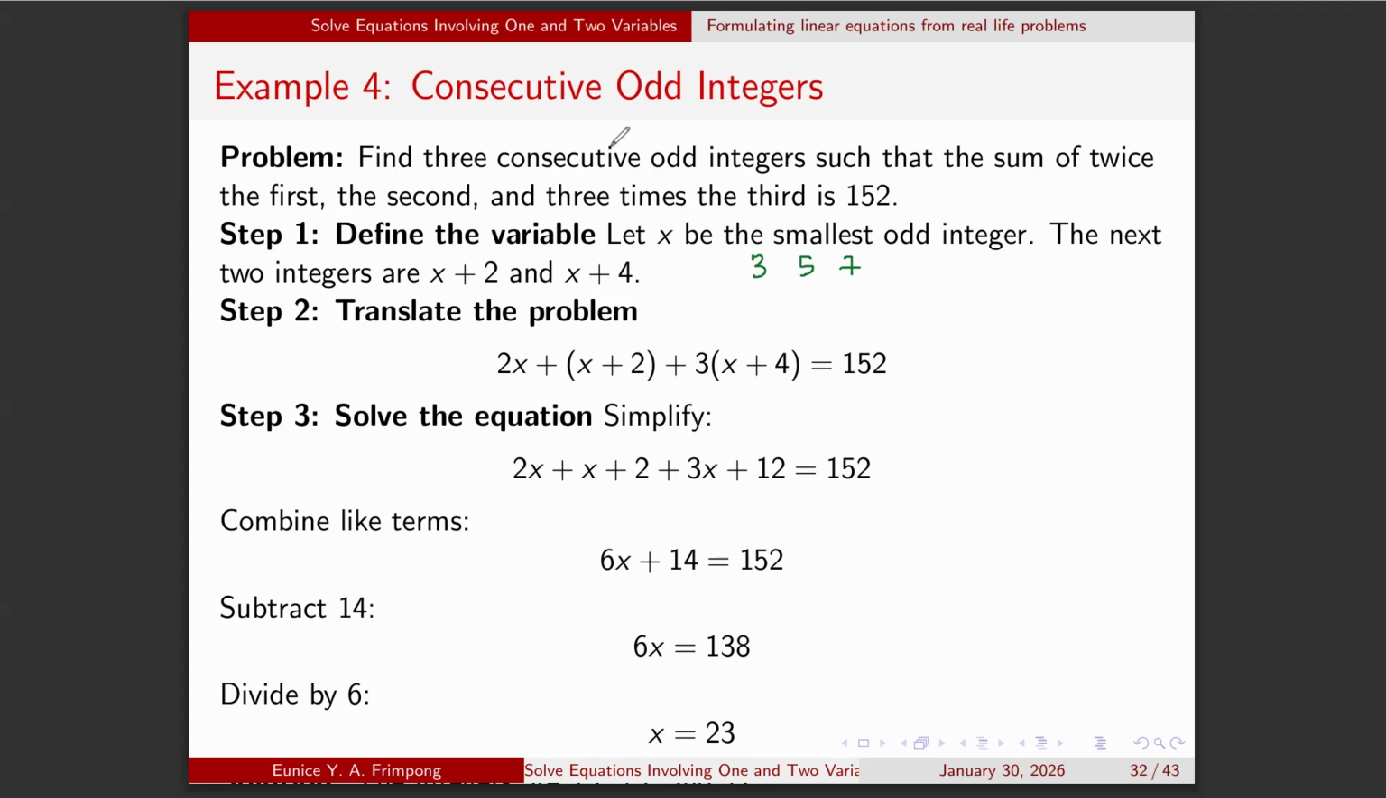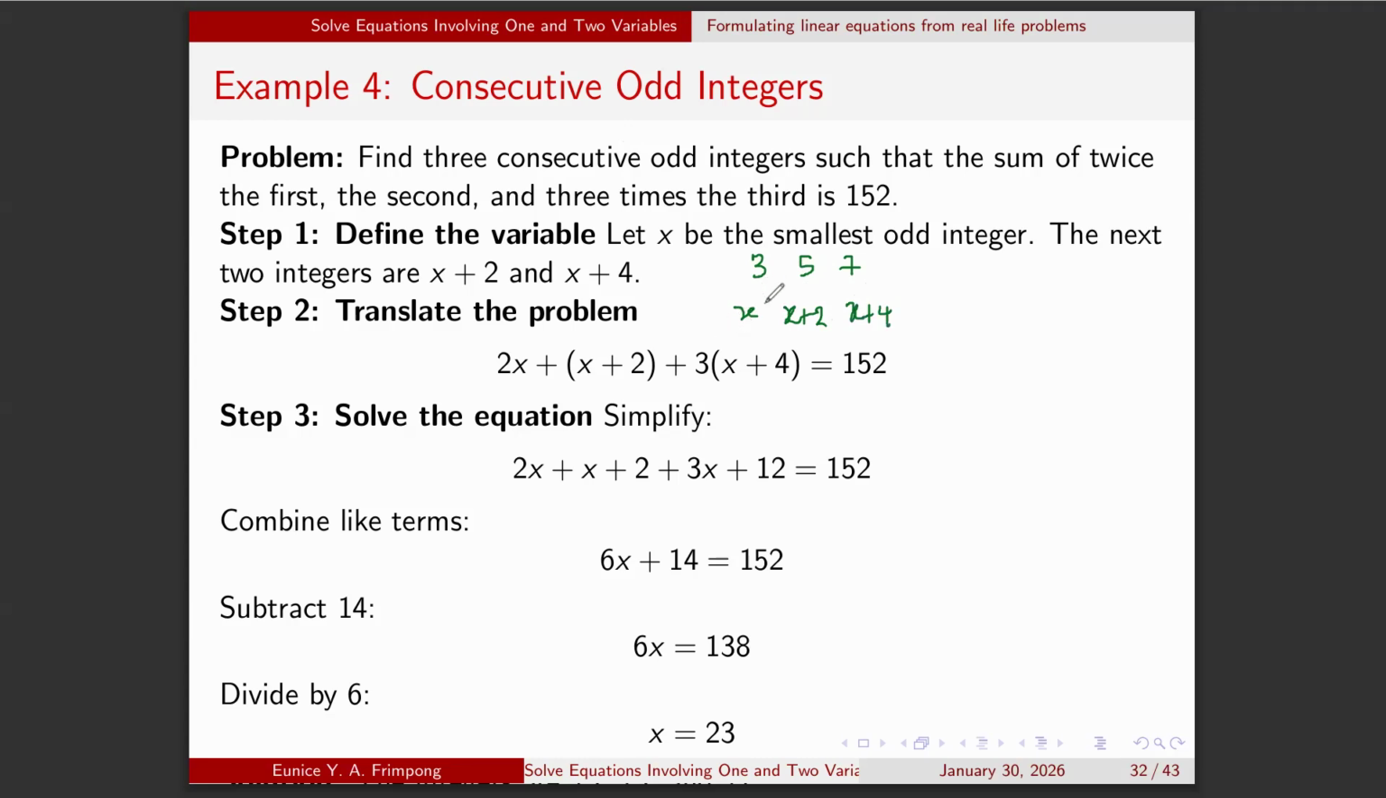And our focus here is consecutive odd integers. So if, let's say, 3, 5, 7 is just an example, and I choose X as my first consecutive integer, for example, X is equal to 3, how do I get 5? I simply add 2 to X to get 5. How do I get 7? I simply add 4 to X to get 7.